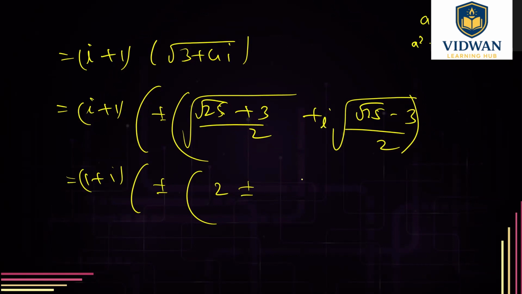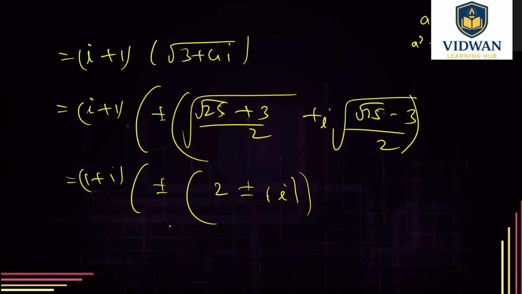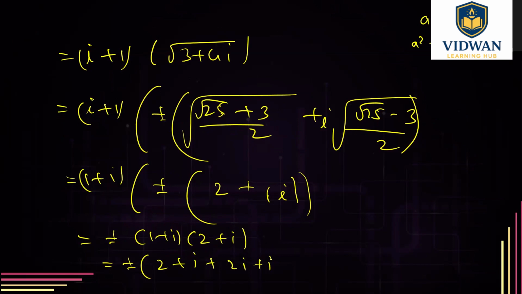So there will be an I term also before this, plus or minus 1i. Because in the formula, there will be an I term here. So you have to write I also. And write plus or minus outside, multiply 1 plus I with the 2 plus I. So that plus or minus is not required here because you already wrote outside. So 1 plus I into 2 plus I. If you multiply this, you'll be getting plus or minus of 2 plus I plus 2i plus I square. And writing I square as minus 1, this will become plus or minus 1 plus 3i.